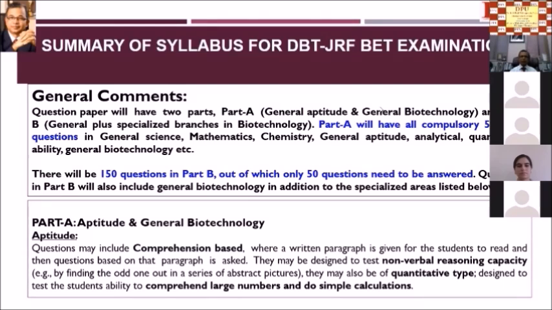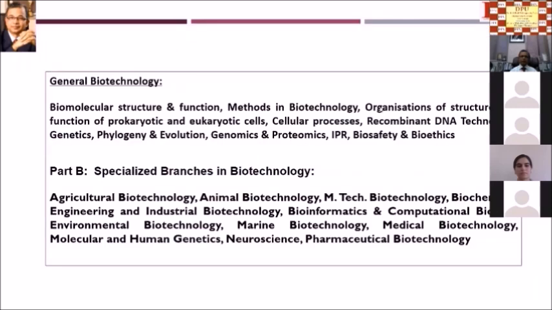As you see, Part A is basically for aptitude and general biotechnology, and Part B is where you have specialized branches in biotechnology. Some of these branches are not taught to all biotechnology disciplines. Some are very specific, like agricultural biotechnology, which is taught in more detail only to the agriculture MSc biotechnology students. MTech biotechnology is for the engineering disciplines, then bioinformatics and computational biology, particularly for the bioinformatics students, then marine biotechnology, which is an MSc in marine biotechnology, and medical biotechnology. Besides biotechnology, there are two more subjects which traditionally have been part of this curriculum: molecular and human genetics, and neuroscience. You also have pharmaceutical biotechnology.